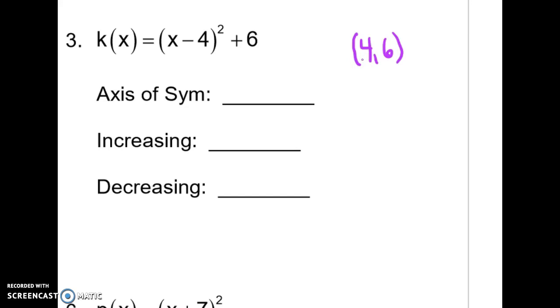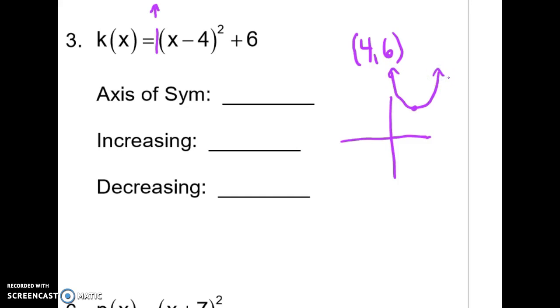Then I want to figure out if the graph opens up or down. I've got a number in front here. It's not written, but there's actually a 1 in front. So that's a positive value, which tells me my graph is going to open up. So I'm just going to do a real rough sketch of the graph. So (4, 6), probably somewhere around here. Again, not perfect, doesn't need to be. I'm going to draw a sketch of the graph opening up, and then from there I can figure out my pieces of information.